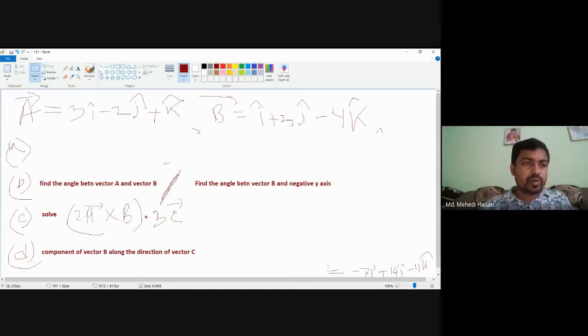And let's go to part B. For part B, we try to solve this. So angle between vector A and B. In that case, you have to follow the dot product formula. So if we rearrange the dot product formula, it will be theta equal to, I will just write it once, you write it down.